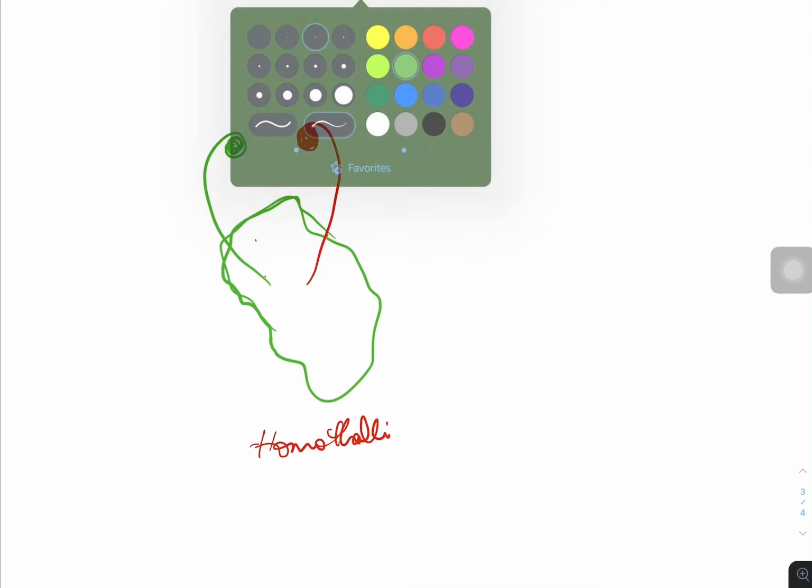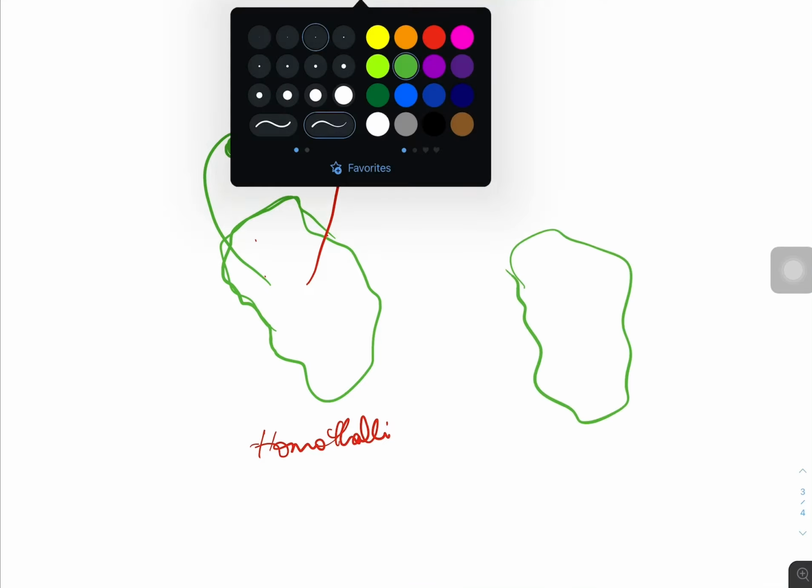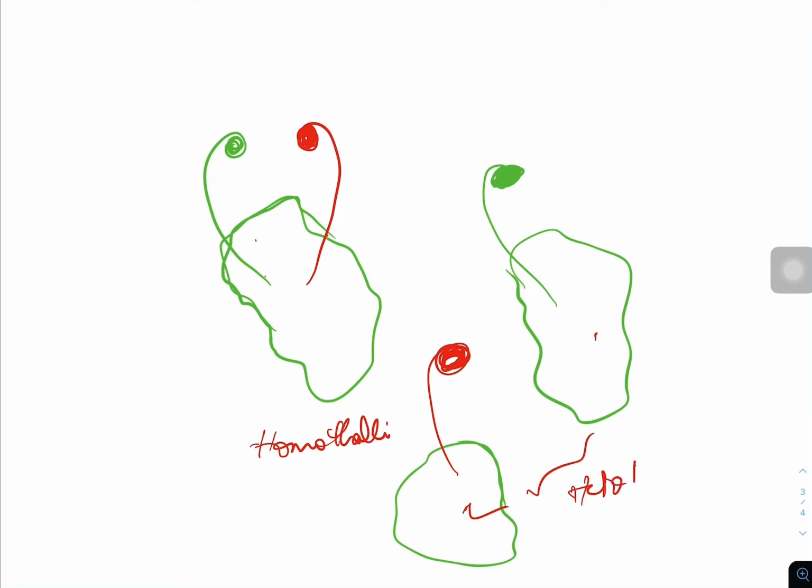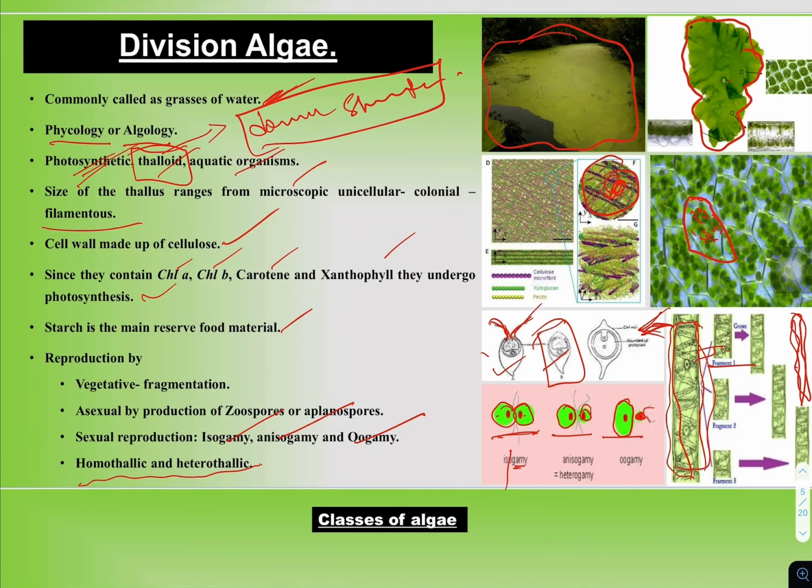Heterothallic means, see here, this is a thallus, and within this thallus the male reproductive structure is there, and here is another thallus where the female reproductive structure is there. The male reproductive structure is in one thallus, the female reproductive structure is in another thallus. Such a condition is called heterothallic. So some algae may be homothallic, some algae may be heterothallic.